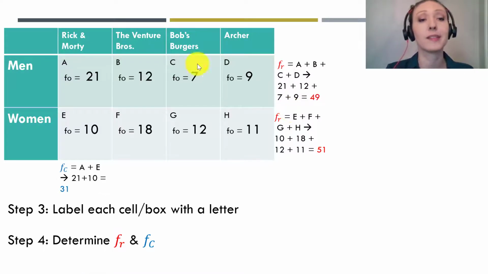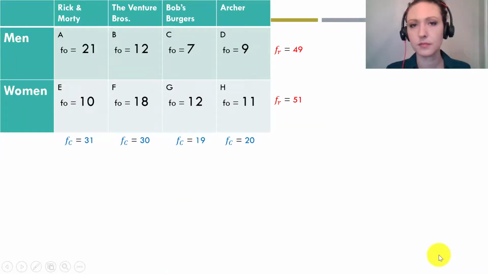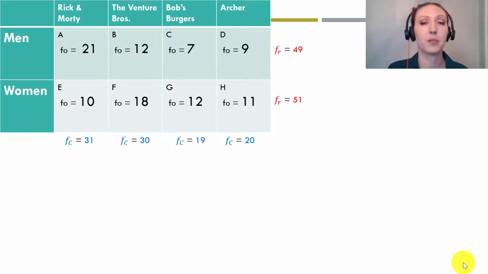Okay, and then we're going to do the same thing for each column. So for this one, we're going to add boxes A and E, so that's going to be 21 and 10. That's going to give us a value of 31, and then we're just going to continue doing that for each column that we've got. All right, so I've taken the information from the previous slide and I've condensed it a little bit to give us a little bit more room to work with.